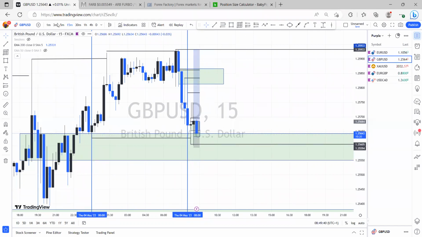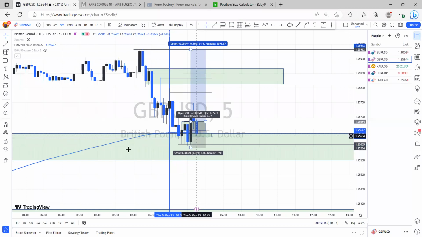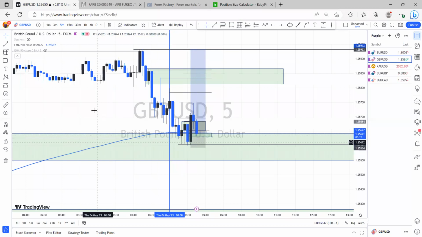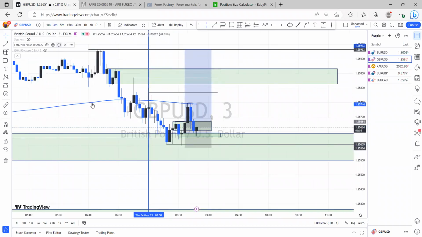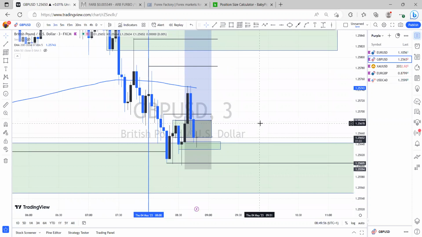We've tapped into that area and gotten a nice rejection. If that area breaks, then that's the end of this trade. Once this level breaks, the trade has been invalidated. All right? So, yeah, I hope you guys are learning something. I'm showing you guys how I look at my zones. Okay?